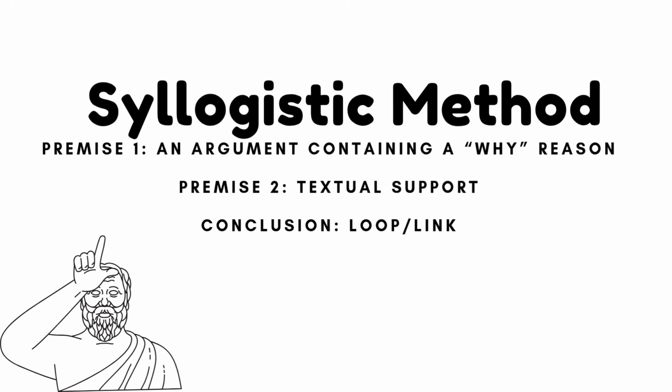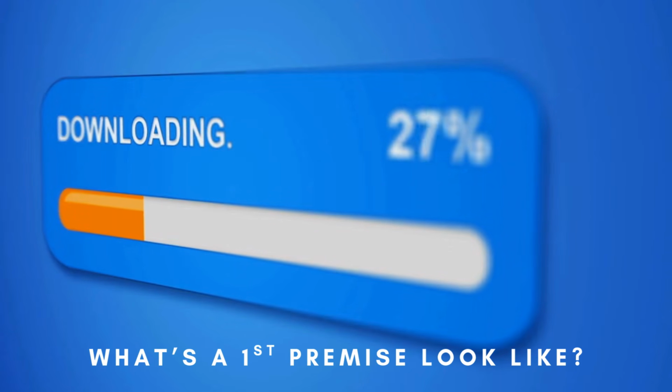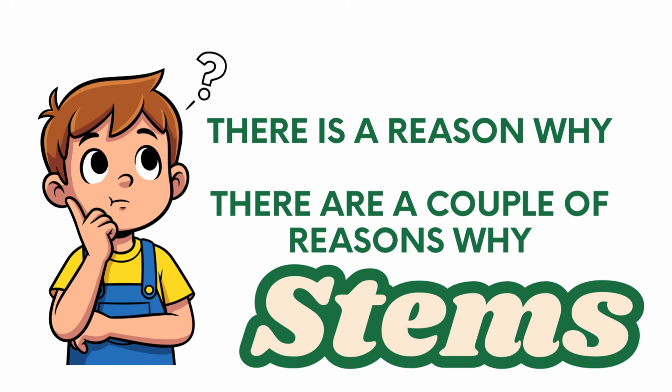In the 4th sentence begins the second premise, and this is where you bring in your textual support. So a lot of it's going to be self-reflection and talking about the stations, etc. In the conclusion, you link and loop back to the prompt and the thesis. So what's a first premise look like? I use stems early in the academic year, and they are this. There's a reason why, or there are a couple of reasons why. If a kid says there is a reason why, it usually sets them up to articulate a why reason, and that's what we're shooting for.